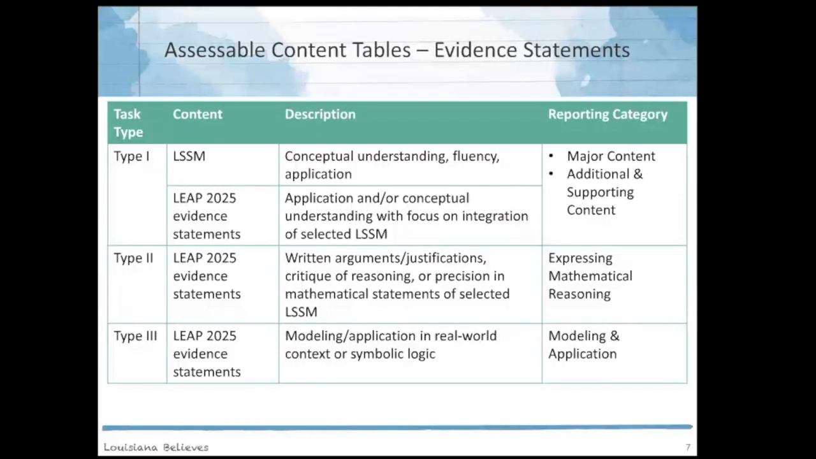For type 2 and type 3, these are our CR items, constructive response items. They're hand scored. They might have parts that are machine scored, and I'll break that down too. These are aligned to evidence statements. So for type 2, these are the reasoning ones.